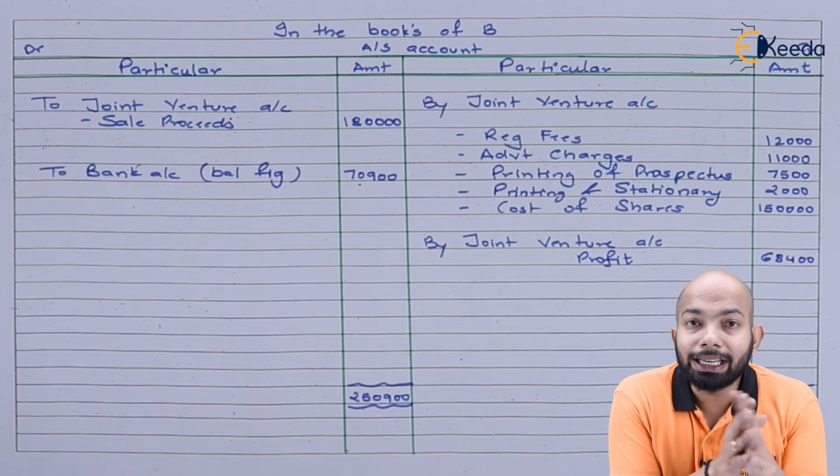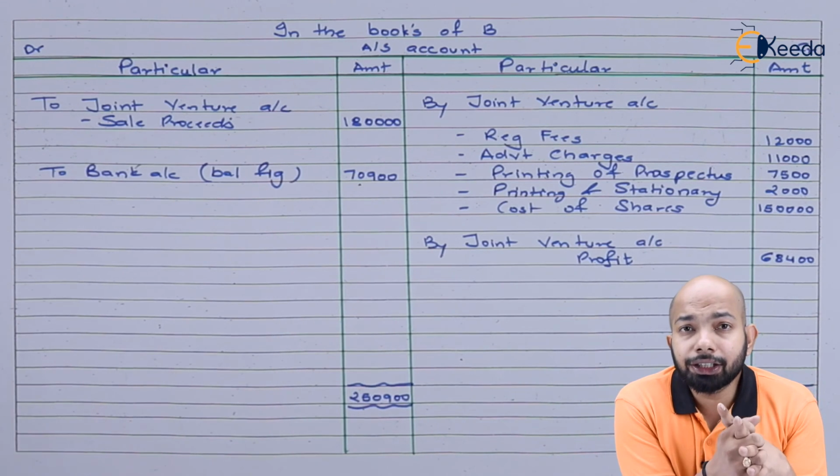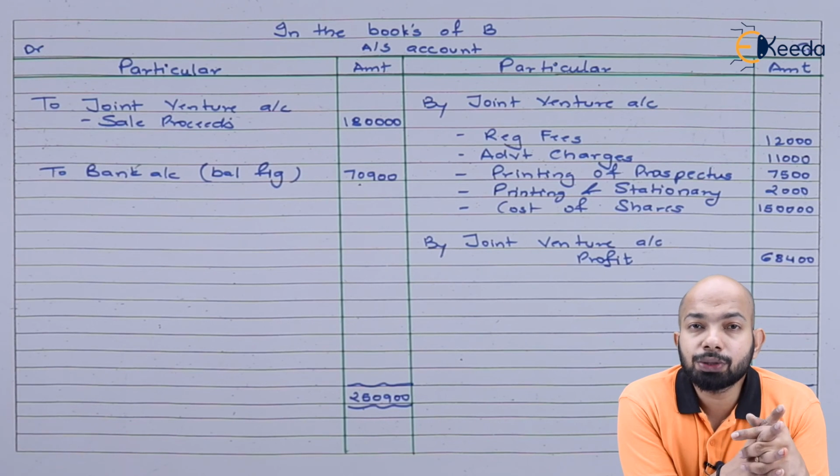So with this, we have completed the illustration and we understand how to pass the journal entries when it comes to the transactions related to no separate set of books being maintained here.